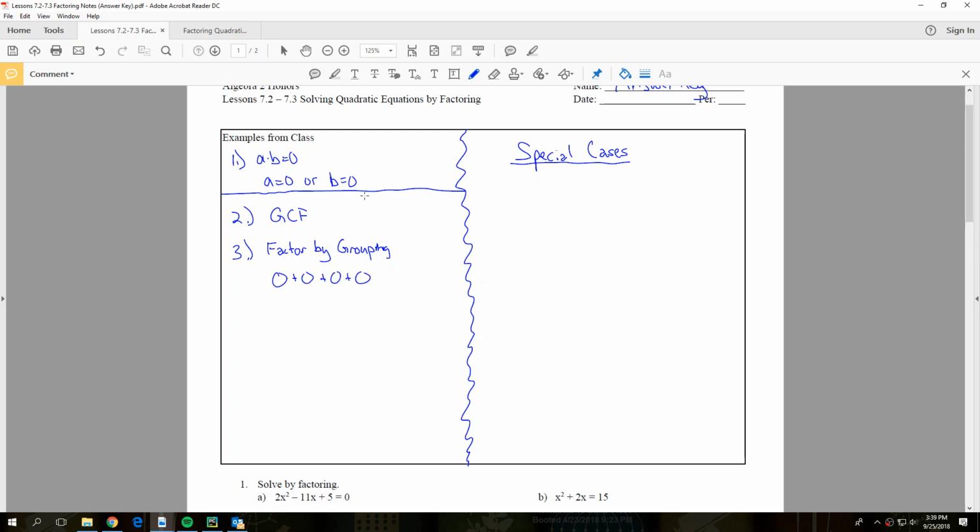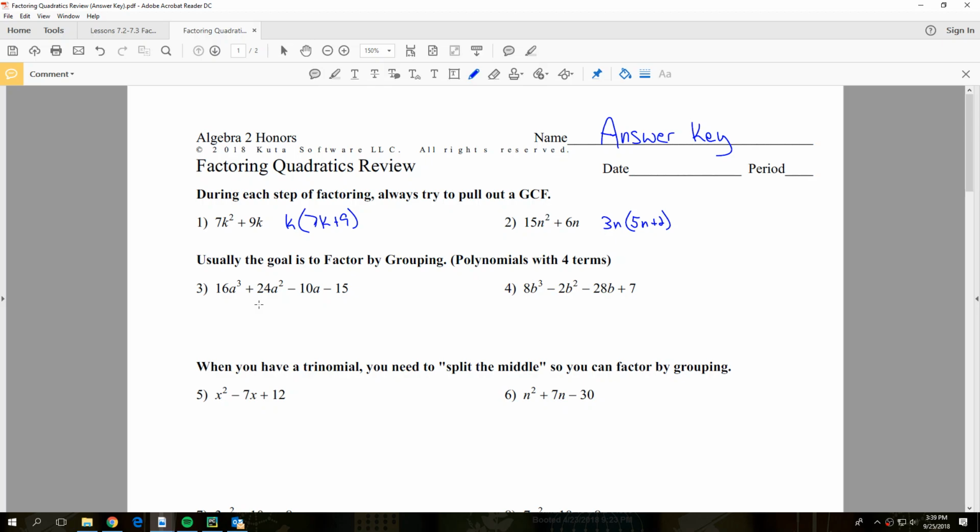And what you're going to do is group these. Take the first couple and put some parentheses around it. Take the second couple and put some parentheses around it. And then you're going to try to pull out a GCF out of each of those parentheses. And you'll notice that if it is indeed factorable, something really nice happens. So let's go to some examples here.